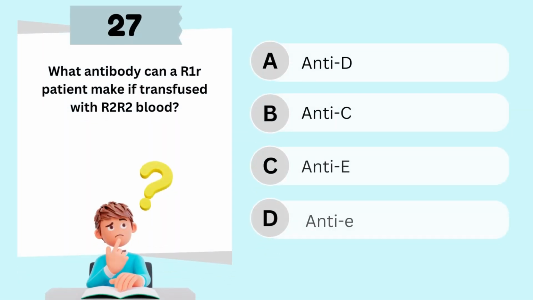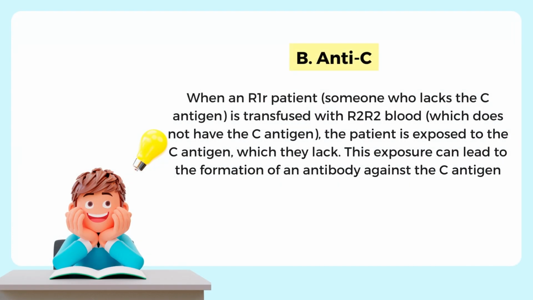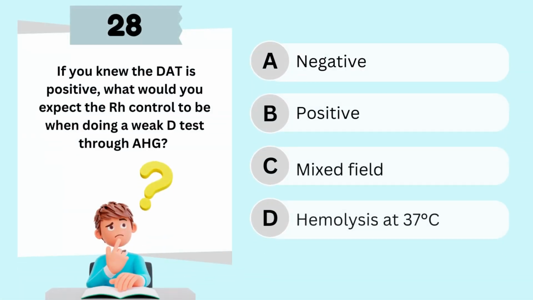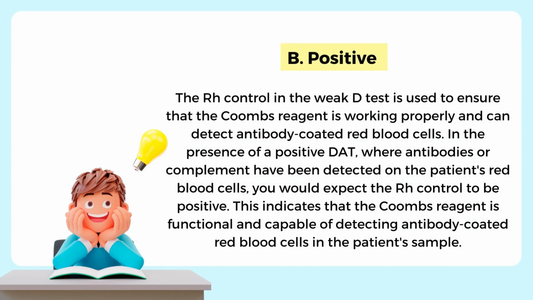What antibody can an r'r patient make if transfused with R2 blood? The correct answer is B. Anti-C. If you knew the direct agglutination test is positive, what would you expect the Rh control to be when doing a weak D test through AHG? The correct answer is B. Positive.